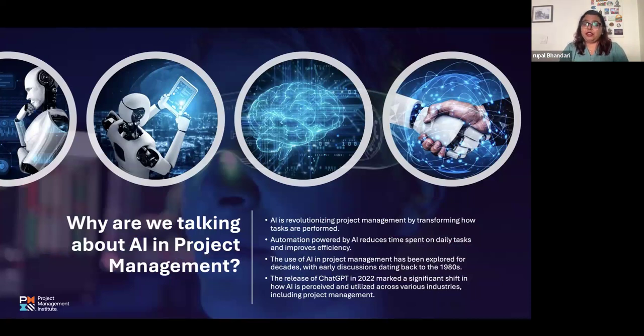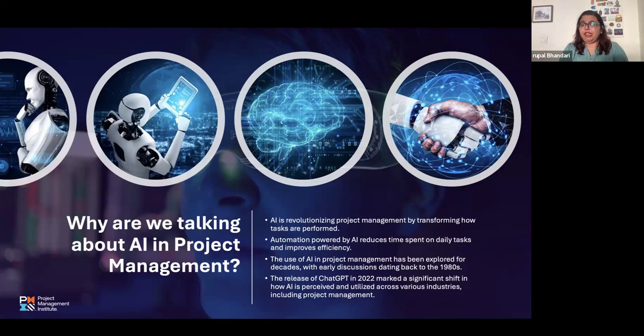The reason we're talking about AI is because AI is revolutionizing project management, transforming how tasks are done. Not just what tasks are done, but also how tasks are done. When we think of AI, we think of automation. But automation is only one of the things. It does help us reduce time spent on daily tasks, but there's a lot more that AI can do. AI is used in project management to assist people, to augment tasks, to do a bunch of other things more than just automation.